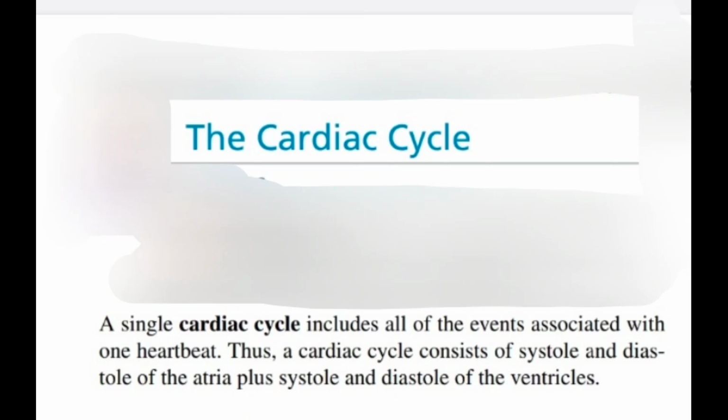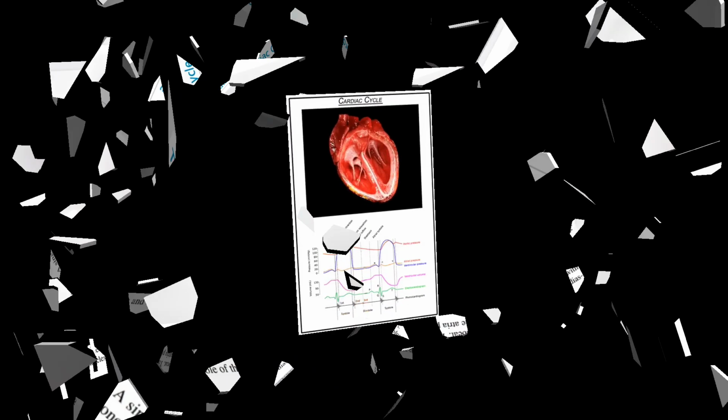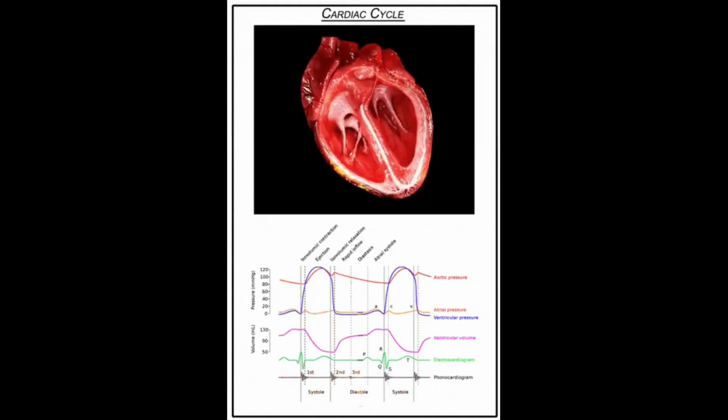What is cardiac cycle? We know the heart beats about 75 times per minute, normally in an adult. The cardiac cycle includes all those events that happen in the heart during one beat. Or we can say all those events, all those processes that happen in the heart during each beat. These compose the cardiac cycle.